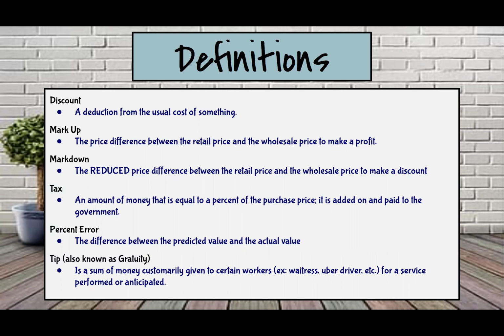Marked down is the reduced price to make a discount. We put markdown and discount together, and you're going to hear both markdown and discount, but those are interchangeable. Tax is the amount of money that is equal to the percent of the purchase price. It is added on and paid to the government. Percent error we talked about a little bit last week. Remember, that's the difference between the predicted value and the actual value.